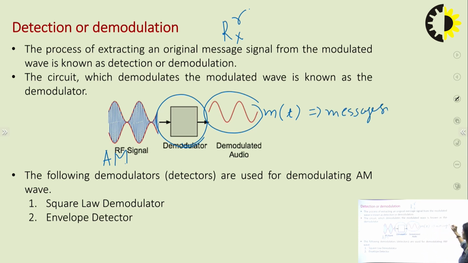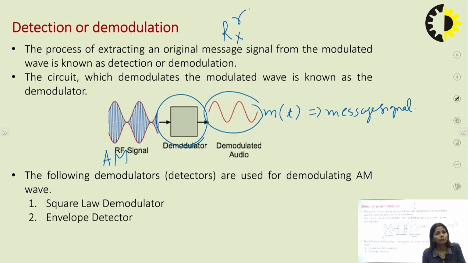The process of extracting the original message from the modulated wave is known as detection or demodulation. To perform the demodulation process, I have to employ one demodulator circuit at the receiver. The antenna will receive the signal and the demodulator circuit will demodulate my signal. That means it will extract the message signal from the signal received by the antenna, right?